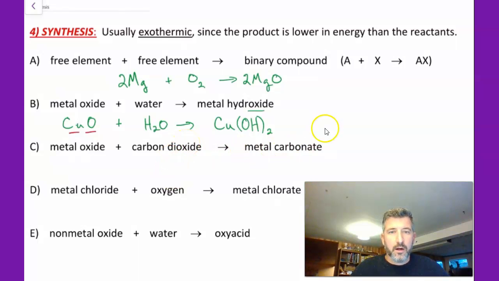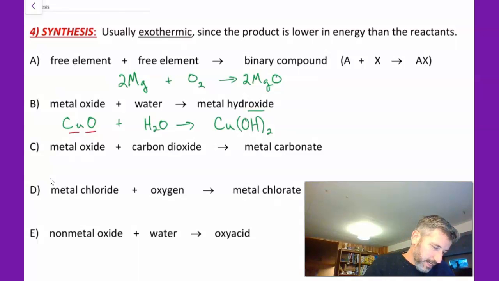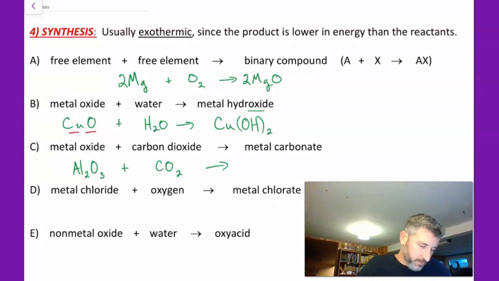Okay, next up is what happens if you have a metal oxide, same format as the previous one, but this time we combine it with carbon dioxide. So we'll make up another metal oxide, let's say aluminum oxide, Al2O3. Carbon dioxide is, of course, CO2. It's going to form a metal carbonate. The metal in this case, of course, would be aluminum. Carbonate is CO3 with a 2 minus charge. And since carbonate is 2 minus and aluminum is 3 plus, I'm going to need those subscripts 2 and 3.